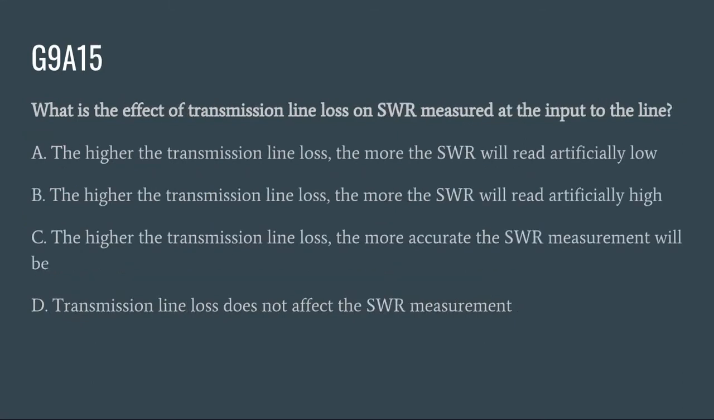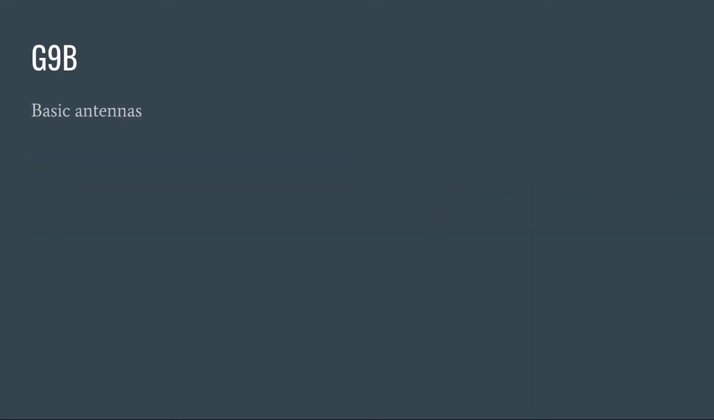G9A15, what is the effect of transmission line loss on SWR measured at the input to the line? A. the higher the transmission line loss, the more SWR will read artificially low. B. the higher the transmission line loss, the more the SWR will read artificially high. C. the higher the transmission line loss, the more accurate the SWR measurement will be. And D. transmission line loss does not affect the SWR measurement. Correct answer here, A. the higher the transmission line loss, the more the SWR will read artificially low.